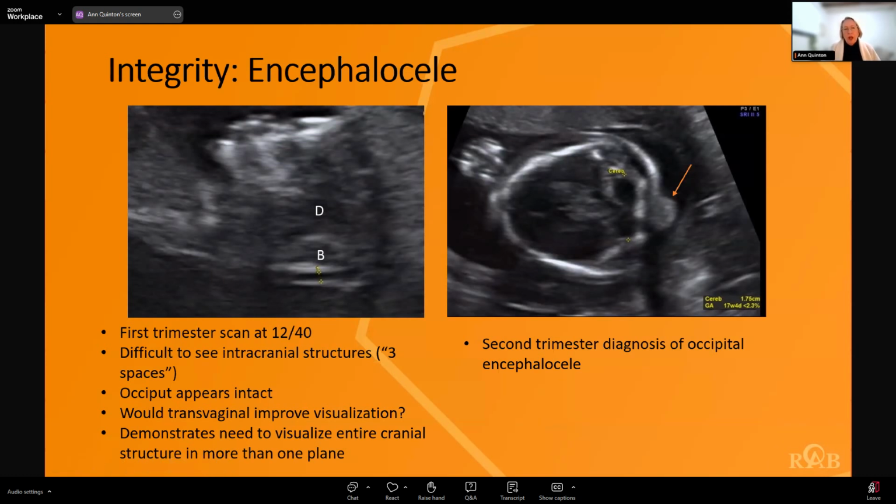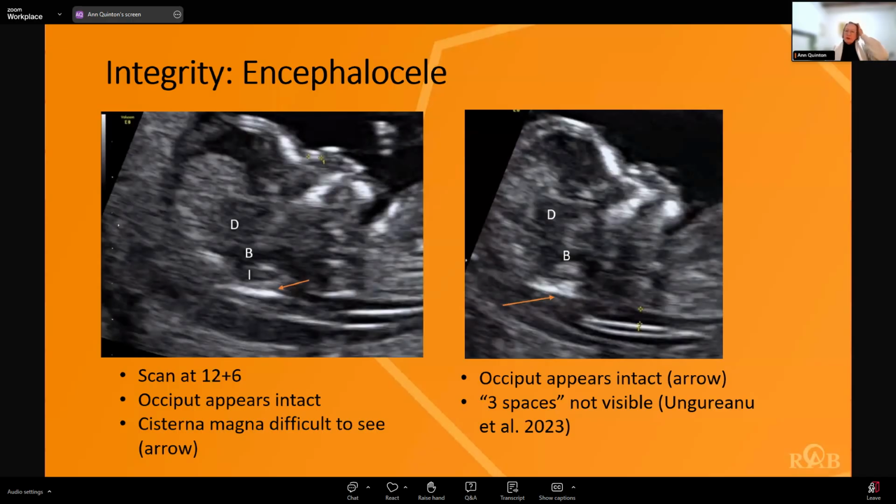So there could be a number of reasons for that. It could be that the imaging was difficult, and possibly transvaginal ultrasound would improve visualization. I think it also shows us that we should be looking at the fetal head and brain in more than one plane, because I believe that only a sagittal view was taken of this fetus. But it also makes you question, you know, things like encephalocele can increase in size, and maybe it wasn't visible in the first trimester in this case.